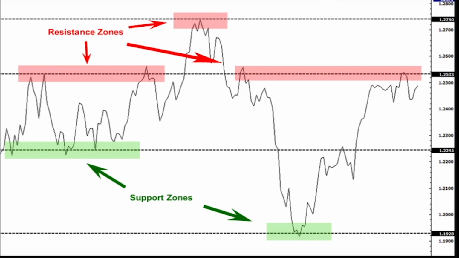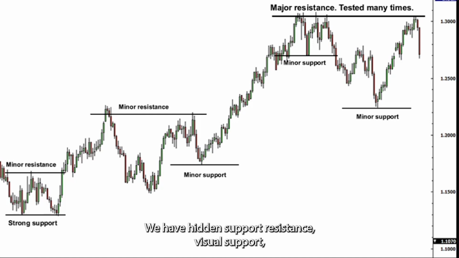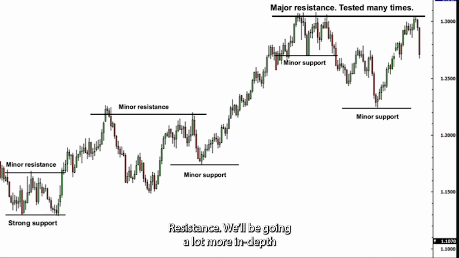So let's go over the types of support and resistance. There are a few different ones, and how do we solidify what's strong and what's weak support and resistance, because there has to be some type of spectrum there. One of the main things we're going to be looking at is three types of support and resistance: hidden support resistance, visual support resistance, and psychological support resistance.